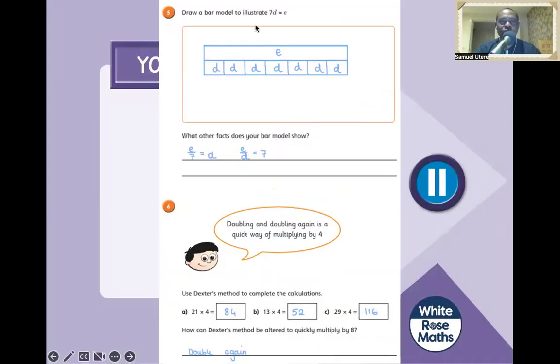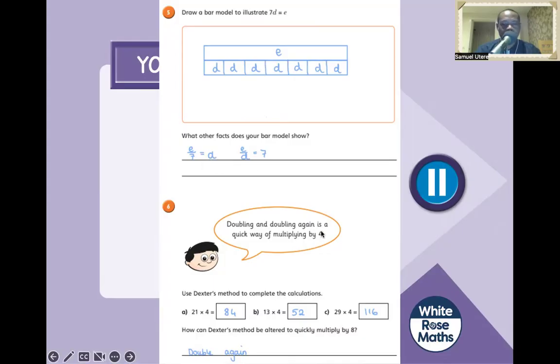So here you were asked to draw a bar model to illustrate 7D is equal to E. So you draw the E and you draw the 7 Ds, equal spaces for the D. And then you're told, what other facts can your bar model show? The bar model can show E divided by D is equal to 7, or E divided by 7 is equal to D.